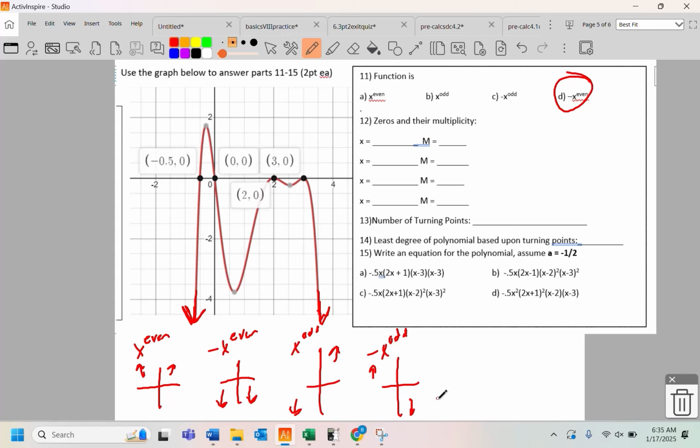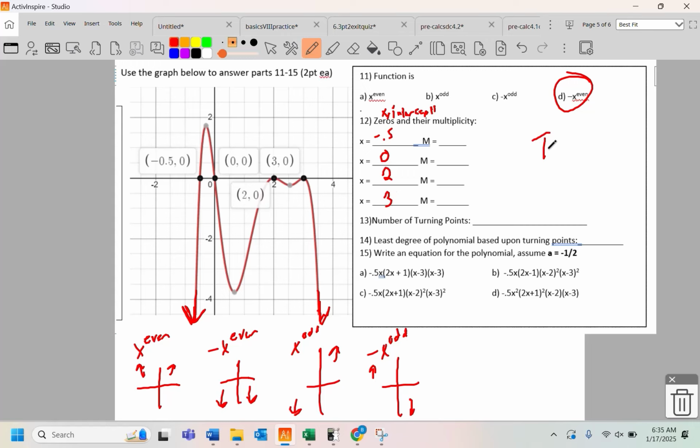All right. I probably have 5 kids who can't pick out zeros. Zeros are x-intercepts, okay? That's what they are. There's one right here. It's at -0.5. There's one right here. X is 0. There's one right here. X is 2. And there's another one right here. X is 3.